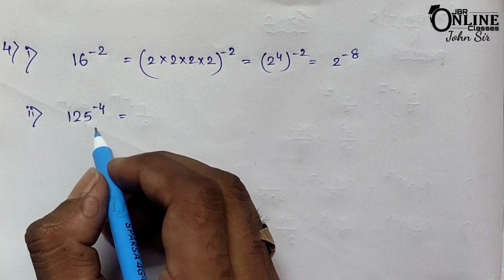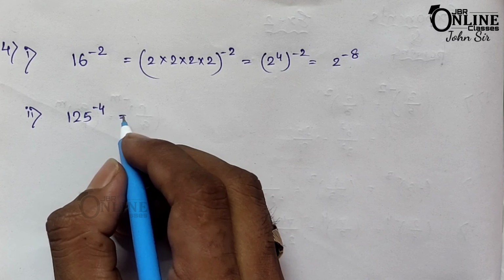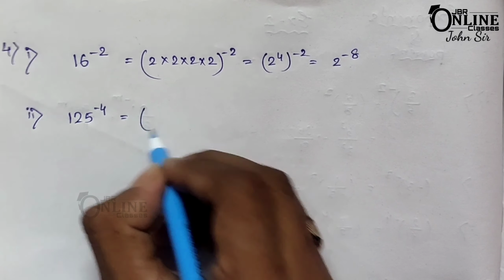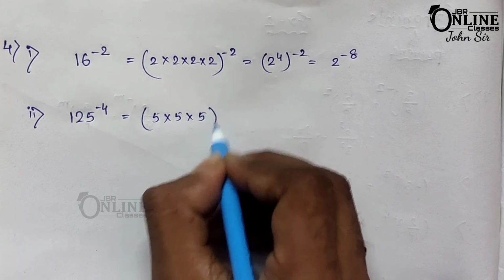Now next one, express 125 to the power minus 4 as a power with the base 5. Now with the base 5, so 5 into 5, 25, 25 into 5, 125.